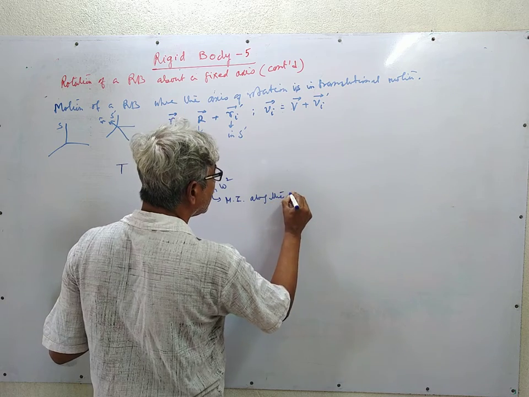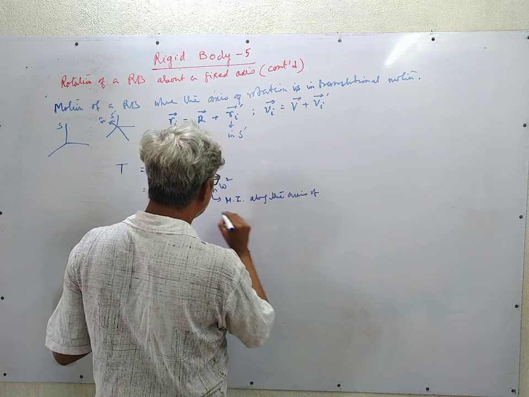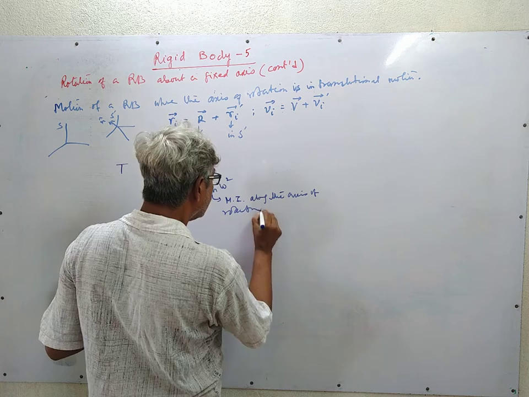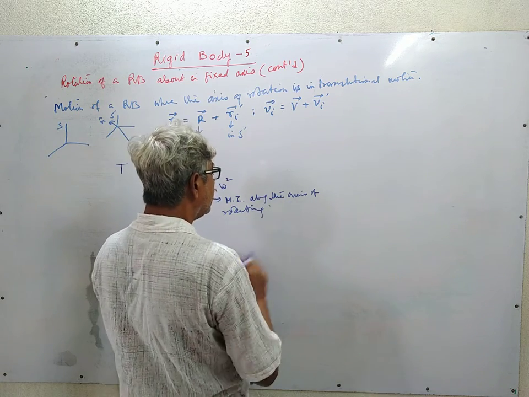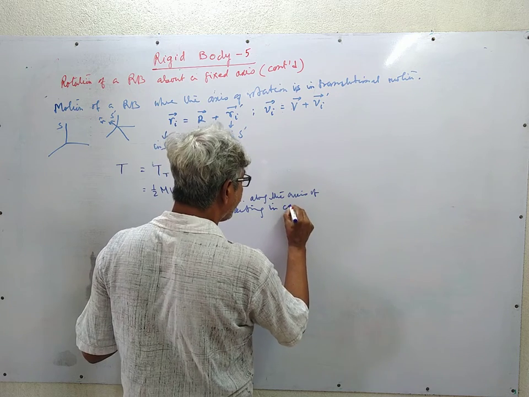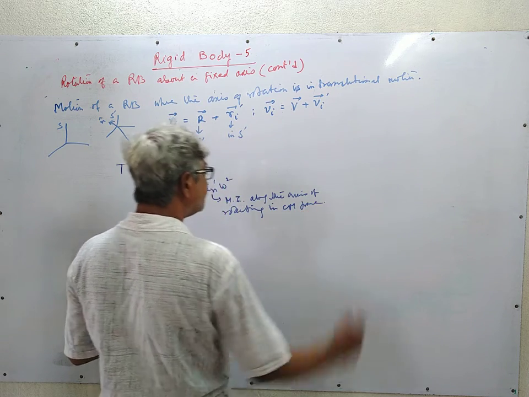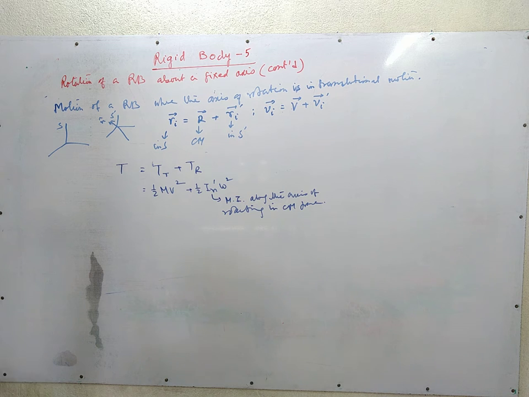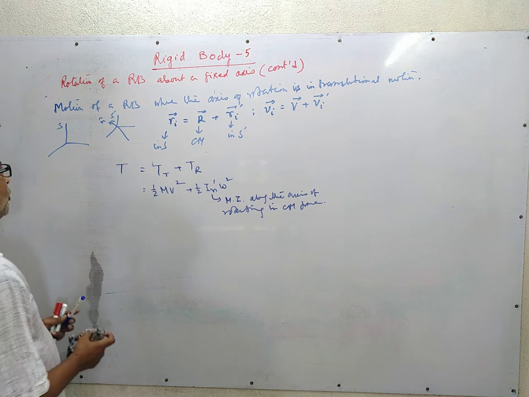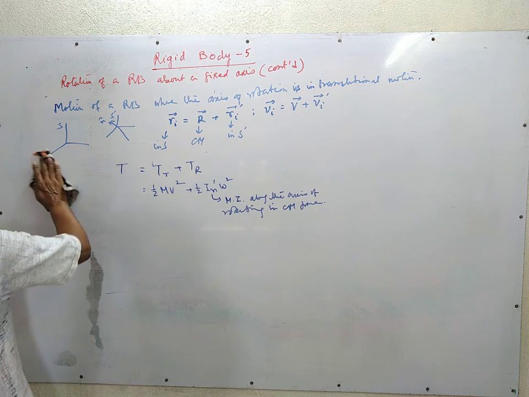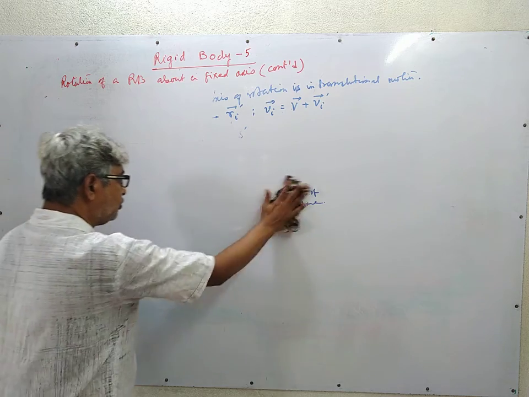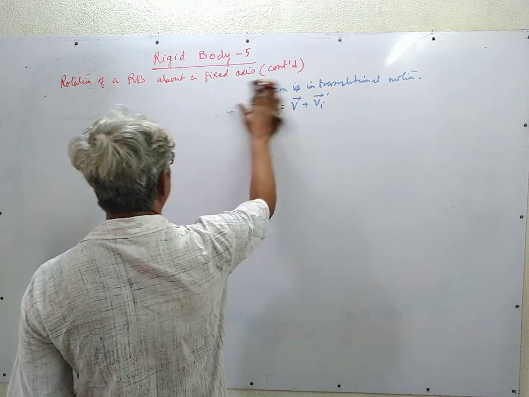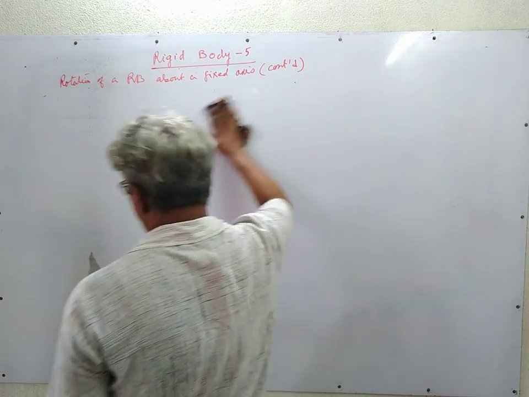along the axis of rotation in the CM frame. So the CM frame has been denoted as the prime frame. We shall now apply this theory to a cylinder rolling down an inclined plane.